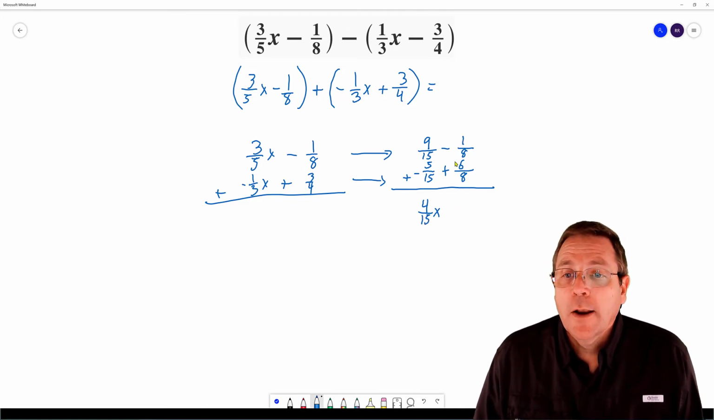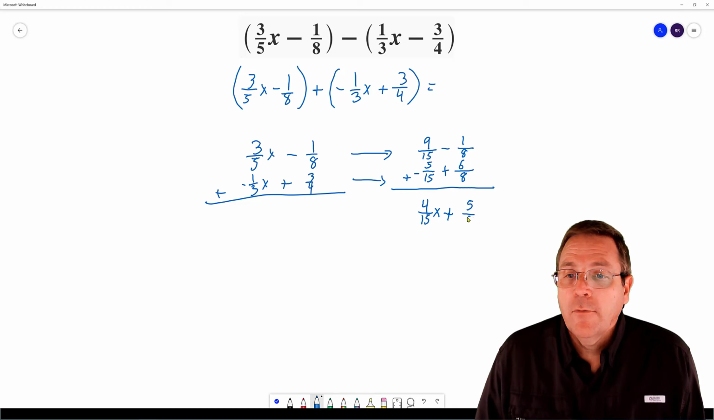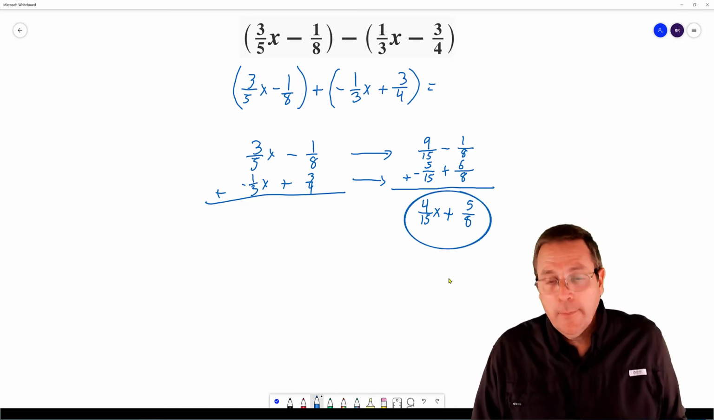And here, signs are different again. Find the difference, which is the difference between 6 and 1, which is going to be 5/8, with the sign of your larger number going in front of your answer again.